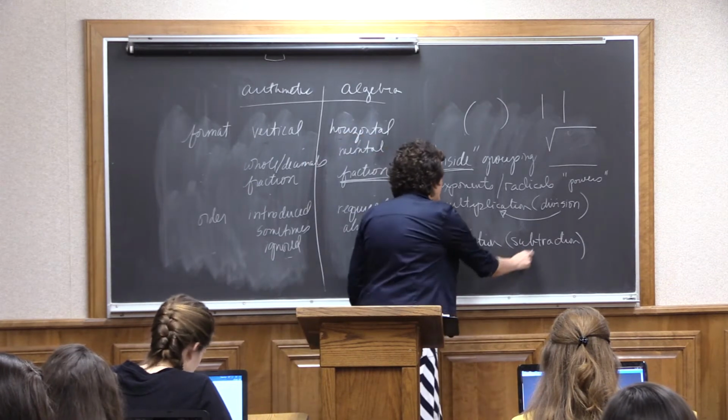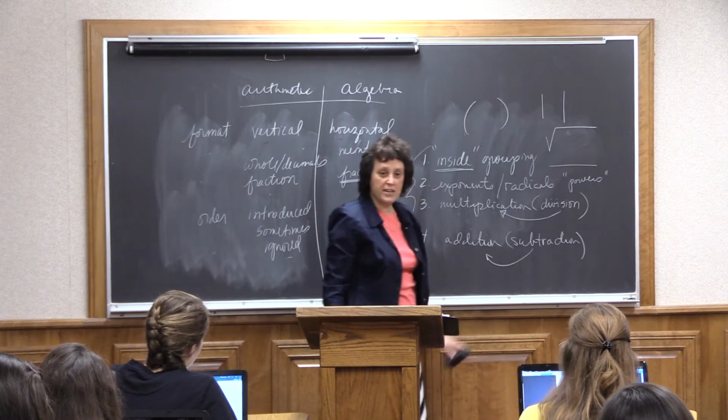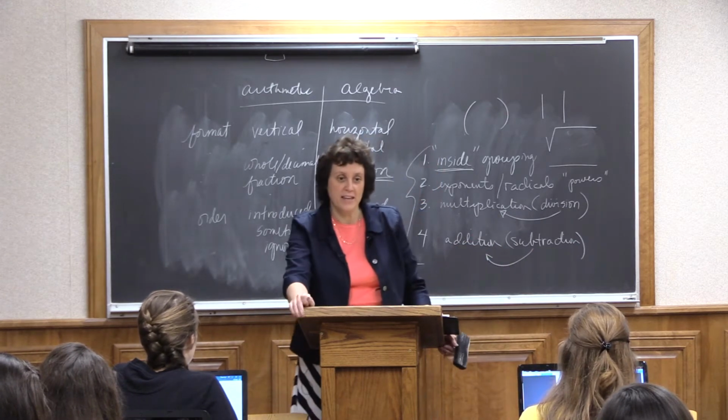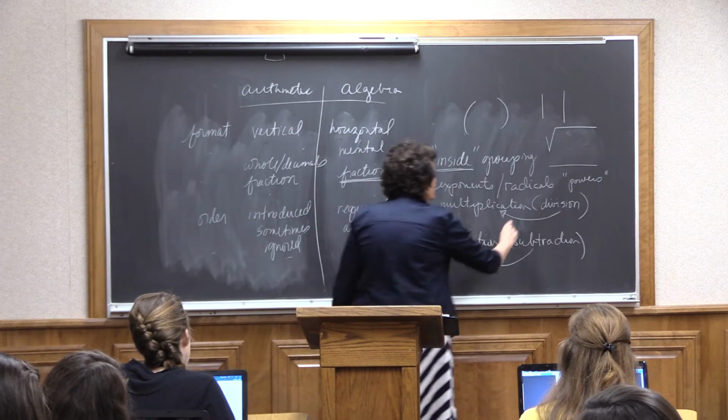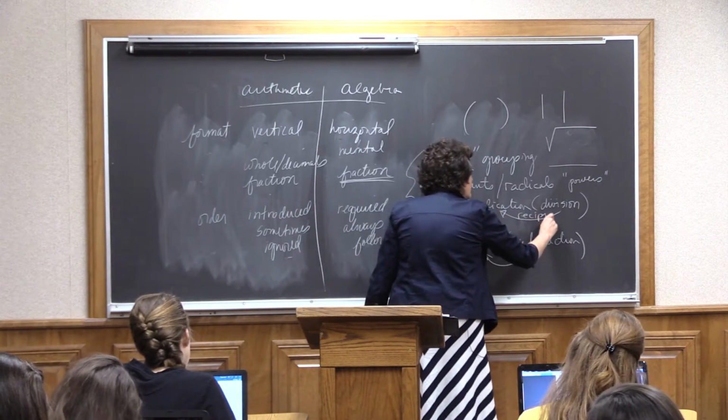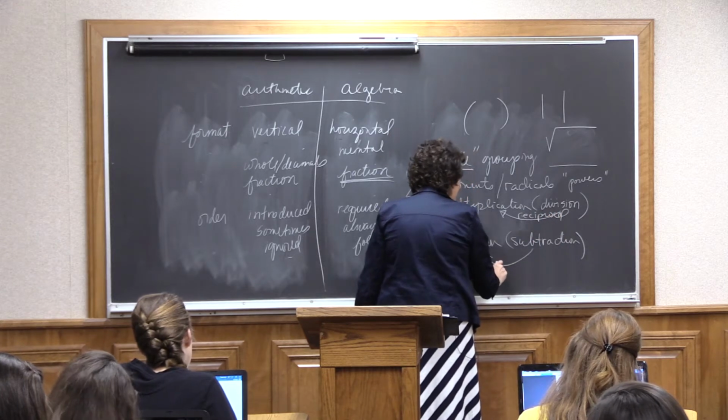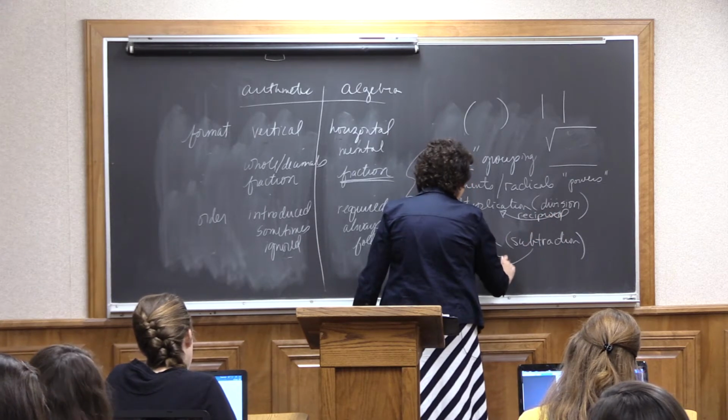The lines between division and multiplication become blurred because we multiply by the what? Remember? The reciprocal. And here we're going to add the opposite.